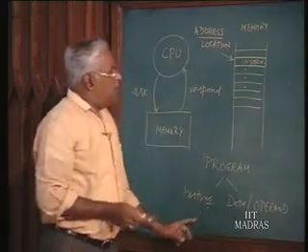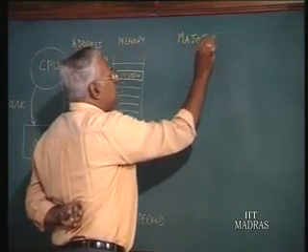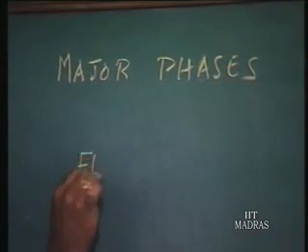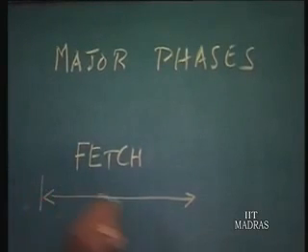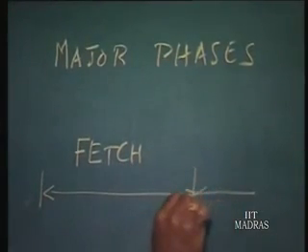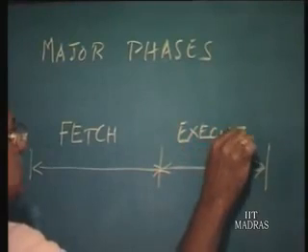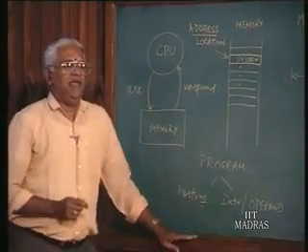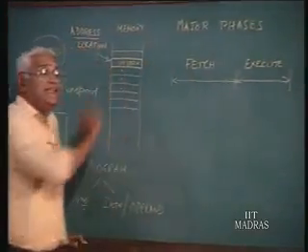In other words, essentially you have two major phases of operation by the CPU. What are they? One is to fetch the instruction, whatever the particular instruction is. This is one phase of it. The other phase is to execute that instruction. So, in these fetch and execute phases, one particular instruction will be fetched and it will be executed. What the execution is really depends on what that instruction is.